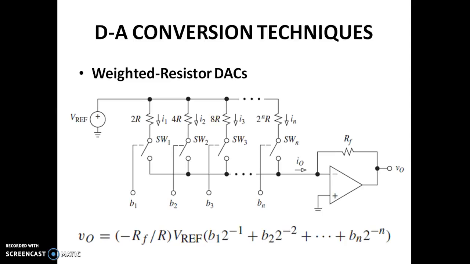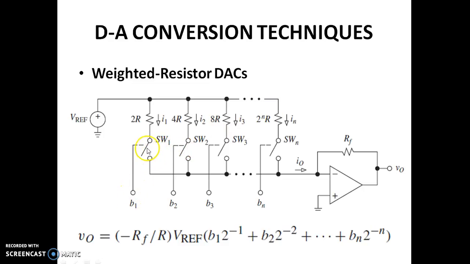Now we shall see some examples of digital to analog conversion techniques. One of the techniques is the weighted resistors DAC. This is the actual circuit showing how we can realize a digital to analog converter. As you know, the digital to analog converter takes the digital input and gives the analog output. Here, the digital inputs will make the switches turn on or off.